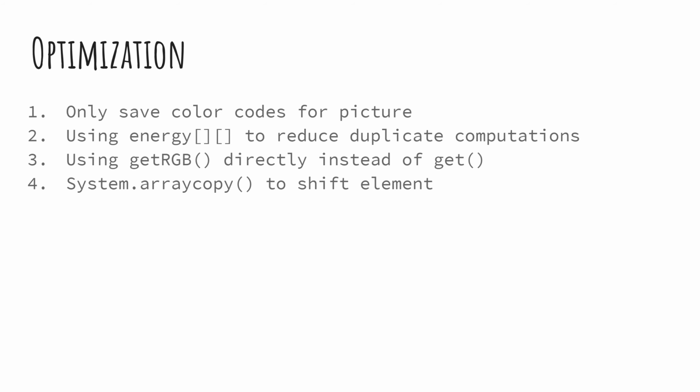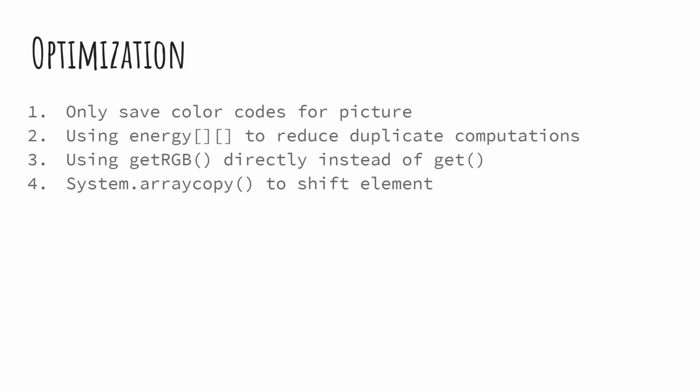Next, when we compute the energy, we have a lot of duplicate computations. So now we want to store the energy in a two-dimensional array. It's just a trade-off between time and space. Next, we use getRGB directly instead of get. The get function is basically just calling getRGB. So we directly use getRGB to make it simple and efficient.